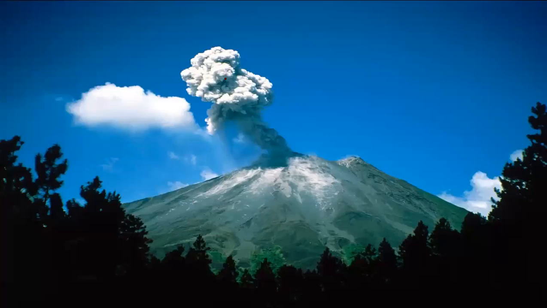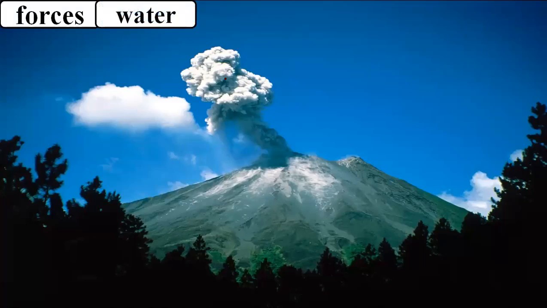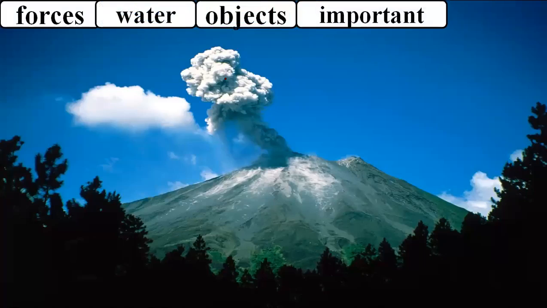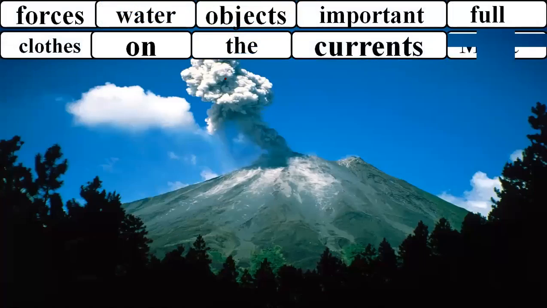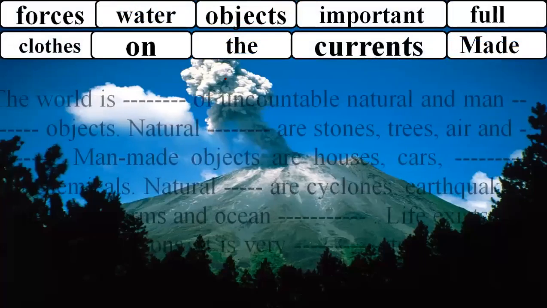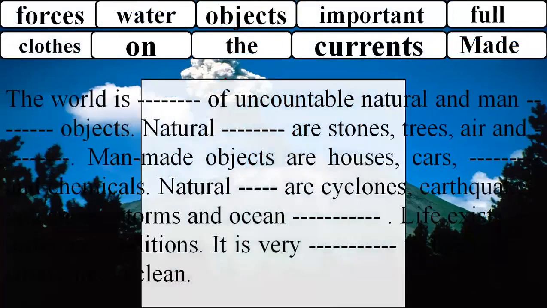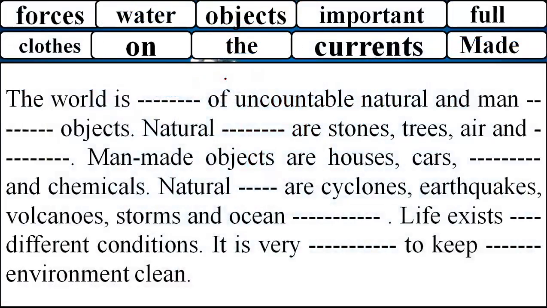Natural objects and natural forces are joined together in this beautiful picture. Forces, water, objects, important, full, clothes on the currents, made. The world is dash of uncountable natural and man objects. So full of. The world is full of uncountable natural and man-made objects.